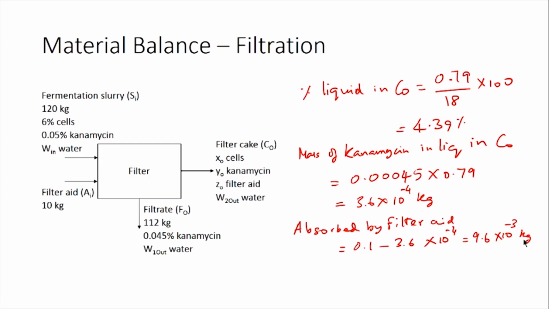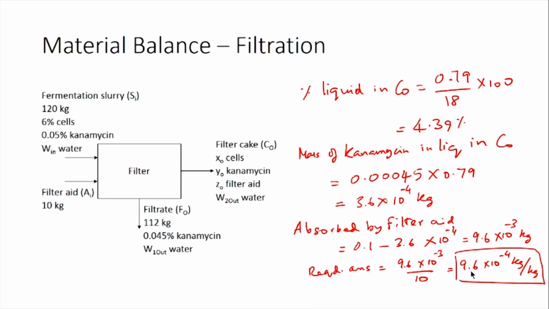The problem actually asks for the amount of kanamycin which would be absorbed by 1 kilogram of filter aid which is added. So, this divided by 10 would be the required answer. The required answer, which is the mass of kanamycin absorbed per kilogram of filter aid, would be 9.6 times 10 power minus 3 divided by 10, giving you 9.6 times 10 power minus 4 kilograms per kilogram. So, this would be kilograms of kanamycin per kilogram of filter aid used. With this we would have solved for all the required parameters that have been asked.